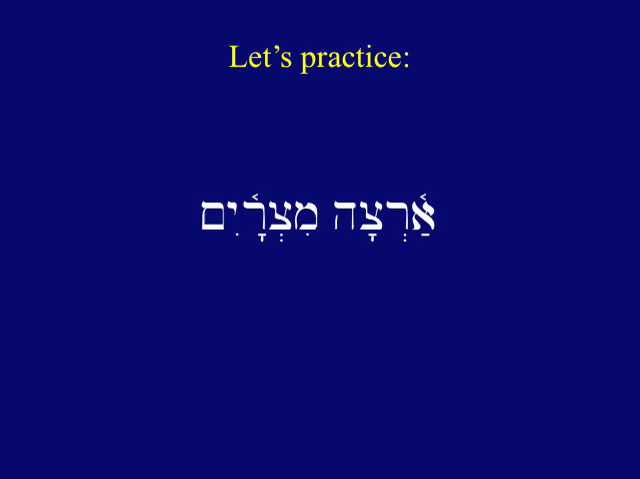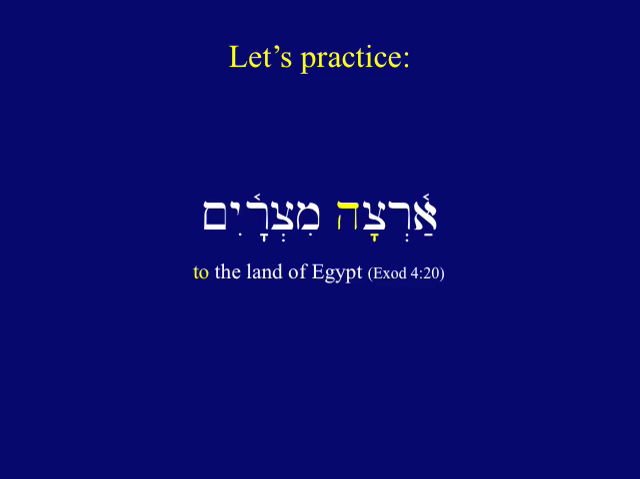Artsa Mitzrayim, to the land of Egypt. You can see that the directive hey may interrupt a construct chain without breaking it. Eretz Mitzrayim, the land of Egypt. Artsa Mitzrayim, to the land of Egypt.